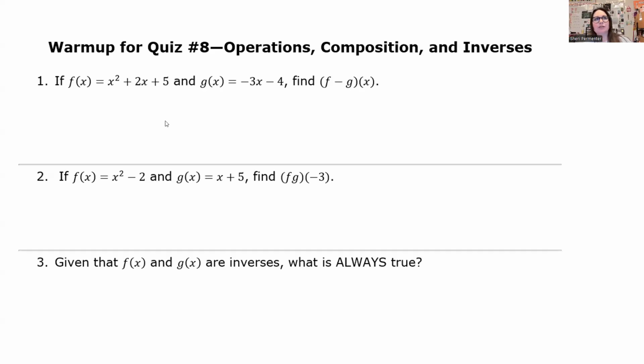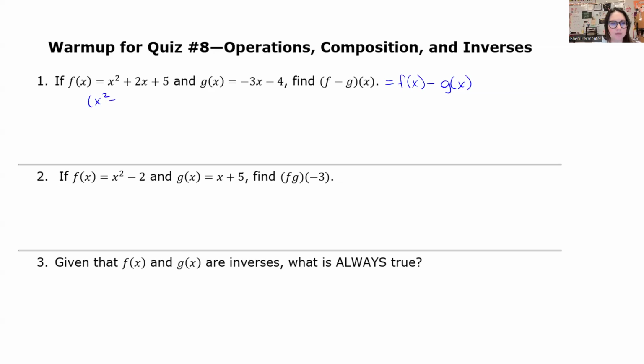Okie dokie. So this is the warm up for the quiz. The first question, in fact, the first two questions we're going to have to rewrite. It gives us f of x, it gives us g of x, and it wants to know f minus g. Okay, we can rewrite it. And what it's asking for is f of x minus g of x. So I'm going to write the f of x function minus the g of x function.